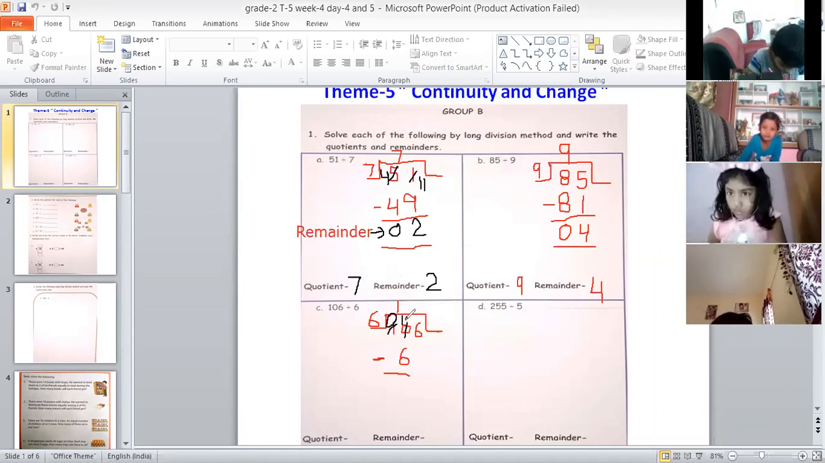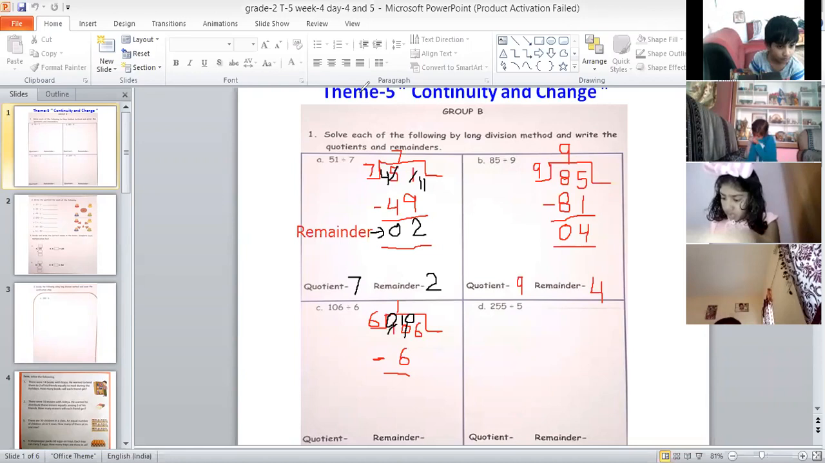Children, space is not sufficient, so I am speaking also. What we will do, we will take 1 borrow from that 1. So we will cut that 1, it will become 0, and the 0 which is above that 6 will become 10. Okay, Krishika, now tell me, 10 minus 6 how much? 4, ma'am. Very good. 10 minus 6 is 4. So we will write 4 here.